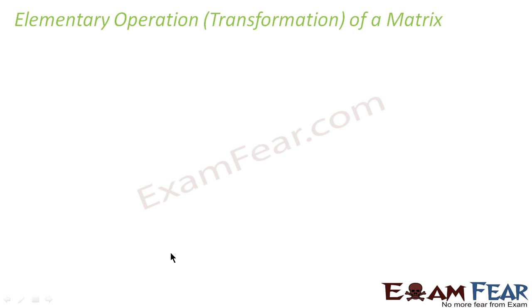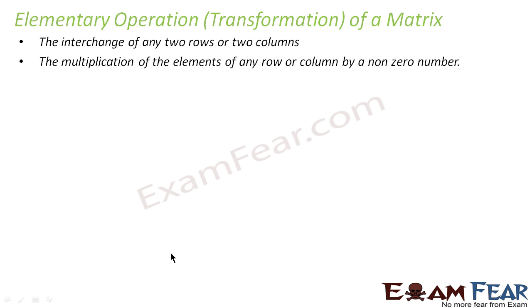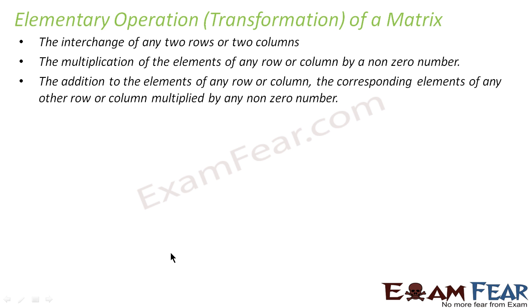Now we'll learn some elementary transformations of a matrix. There are four kinds of transformation for a matrix. The first is interchange of any two rows or columns; multiplication of any row or column by a non-zero number; addition to an element of any row or column the corresponding element of another row multiplied by a non-zero number. Actually there are three.